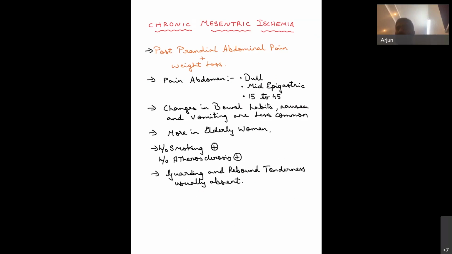Changes in bowel habits and nausea and vomiting are less common when compared to acute mesenteric ischemia. Chronic mesenteric ischemia is most commonly seen in elderly women. Here, a history of smoking and atherosclerosis is also present. Guarding and rebound tenderness are usually absent in cases of chronic mesenteric ischemia.